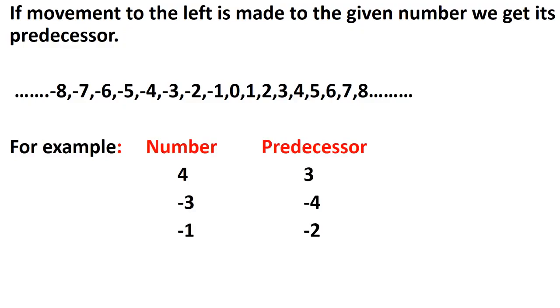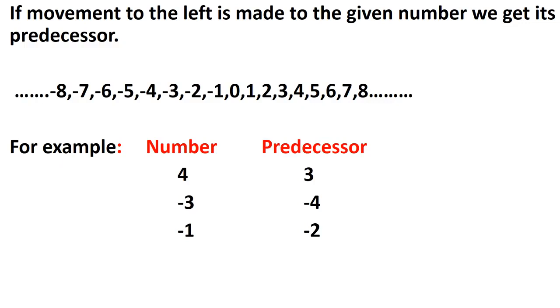The numbers are the same numbers I have taken. The number is 4. Now see 4 and move one step towards its left. You will get the predecessor 3. Now see, where is minus 3? And move one step towards its left-hand side. You will get minus 4. So minus 4 is the predecessor of minus 3.